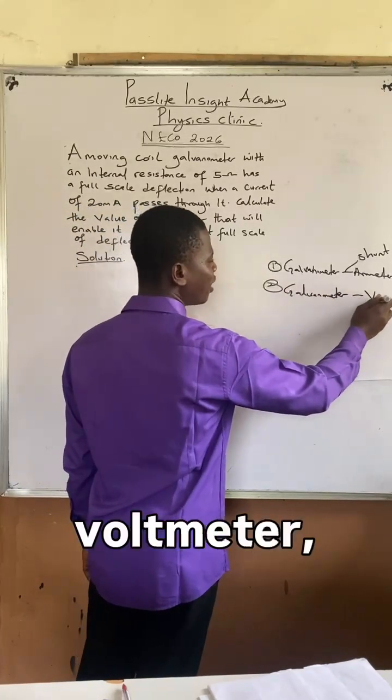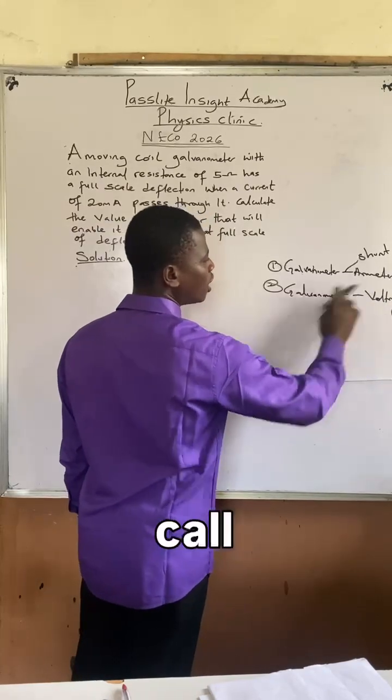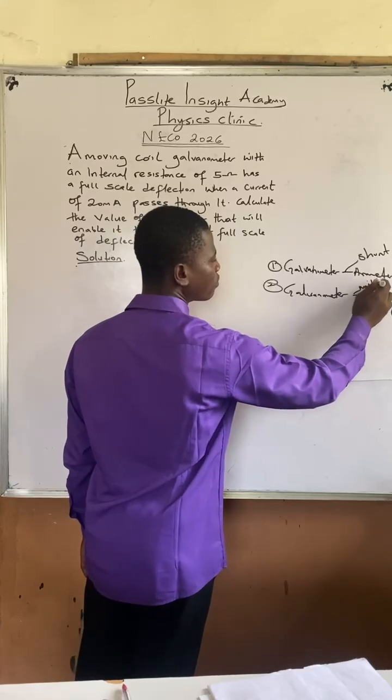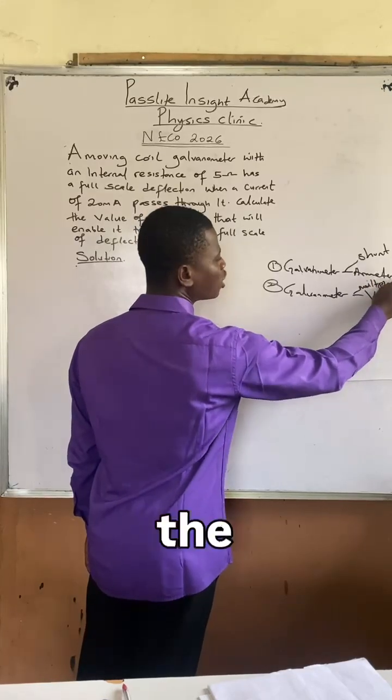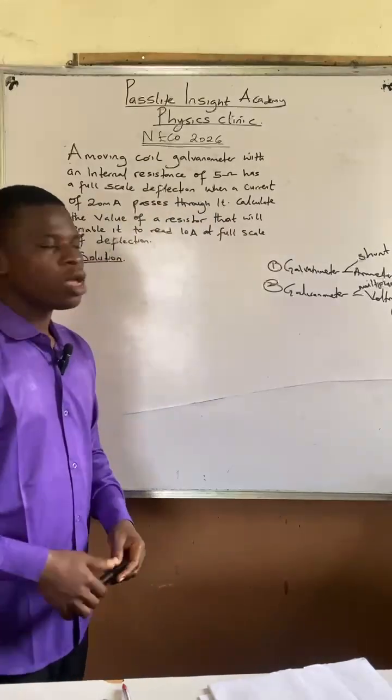Then number two, if you are converting a galvanometer to a voltmeter, you are using what they call a multiplier. And the connection must be in series. Please note these two.